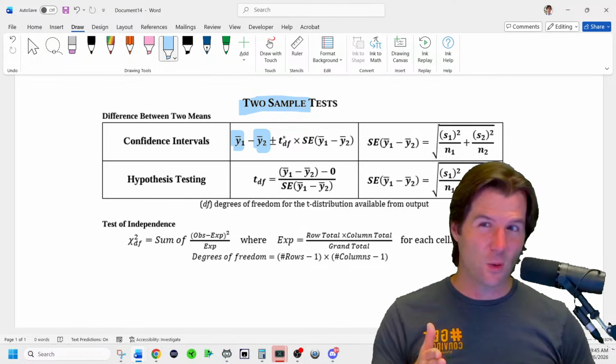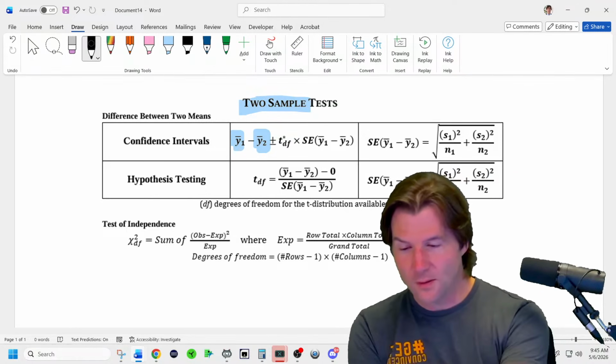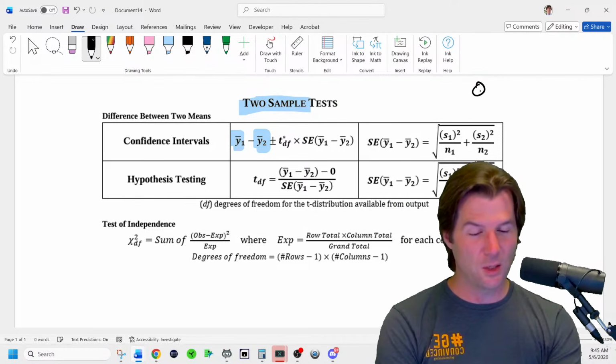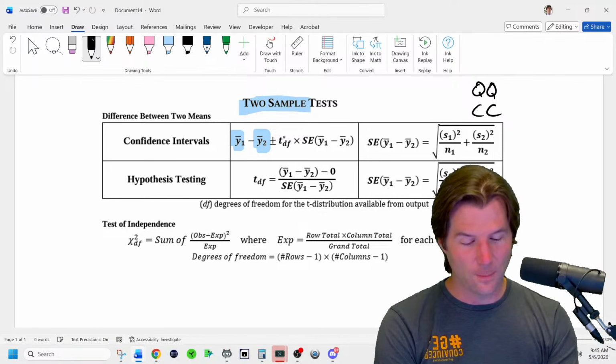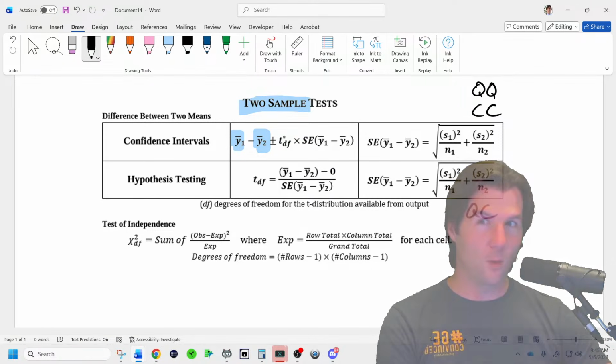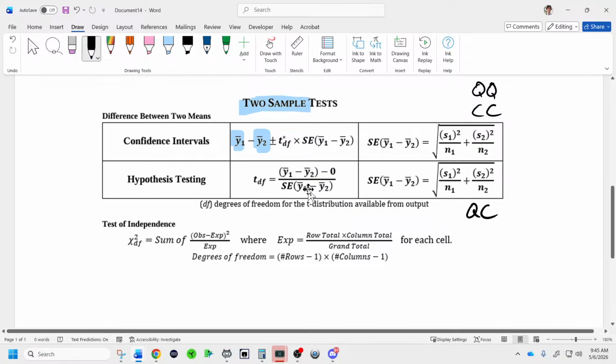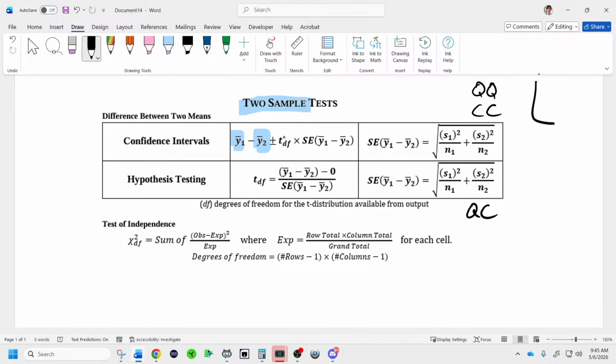Now, here's a classic question people get wrong. What kind of data does a two sample t deal with? QQ, CC, or QC? As in quantitative, categorical, or quantitative categorical. What kind of data does a two sample t deal with? Well, if we're dealing with quantitative, we're actually building a scatter plot. Very common, don't worry. So this would be QQ.